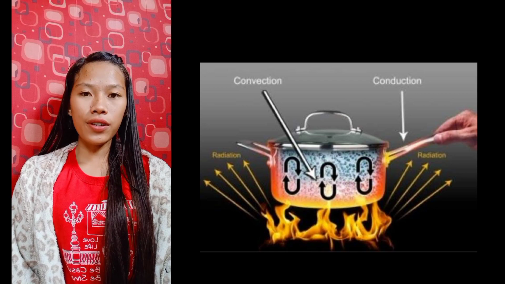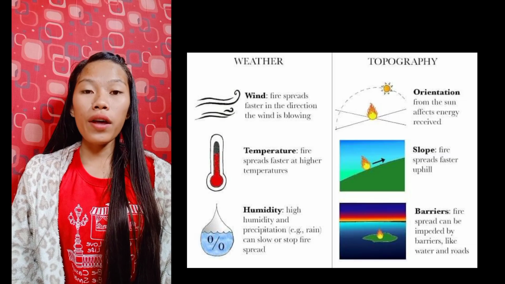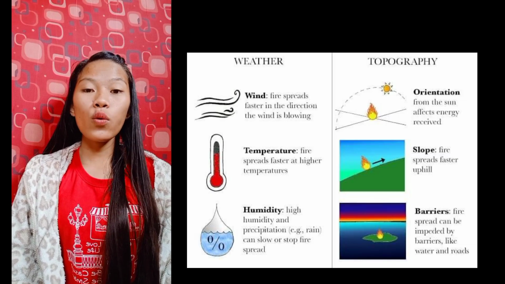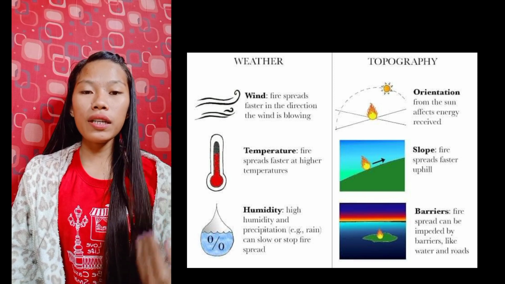So today, we will discuss a lot of things about fire and heat transfer. So first, let's discuss what are the factors that affect the spread of fire. So the two factors that affect the spread of fire are weather and topography. Weather has three elements: the wind, temperature, and humidity.